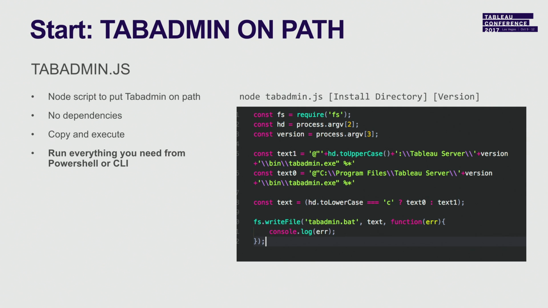Now, it's written in Node. If you've never seen Node, it's just JavaScript. This is written slightly in the new ES6 syntax, but essentially we store a bunch of variables, and it checks whether you're installing into C or not C, and you tell it what Tableau version you're using, and it handles the rest for you. The output of this is just a batch file that lives in Win32.